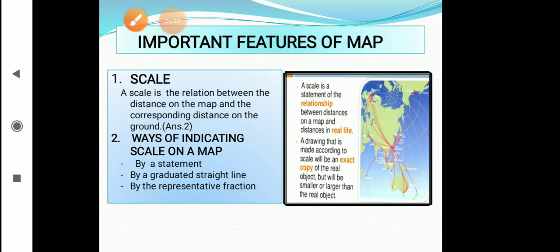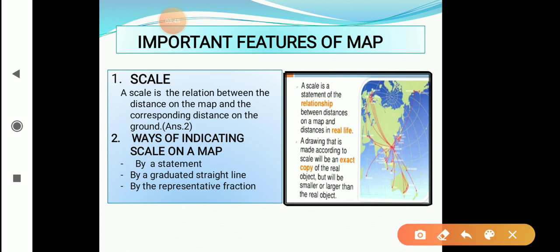Different maps have different scales. The scale is chosen according to the size of the area that needs to be represented, the size of the map, the size of the paper available and the purpose of the map.